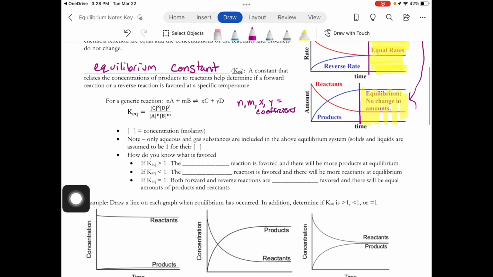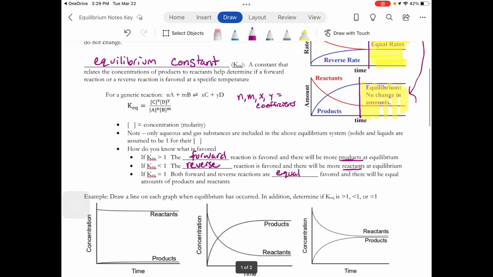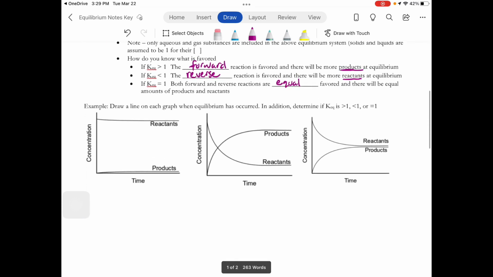So how do you know what is favored? If KEQ is more than 1, the forward reaction is favored, and there will be more products at equilibrium. If KEQ is less than 1, the reverse reaction is favored, and there will be more reactants at equilibrium. If KEQ is equal to 1, both the forward and the reverse reactions are equal, and there will be equal amounts of products and reactants.